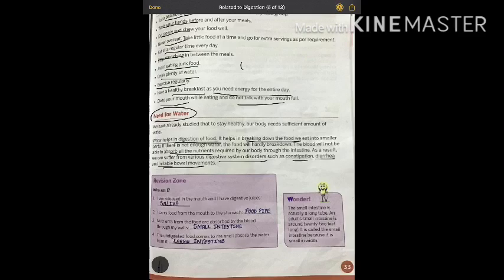All right, students, so here is the revision zone. You can all practice after all this information. I hope you will be able to do this revision zone. I've written the answers, you can go through them.